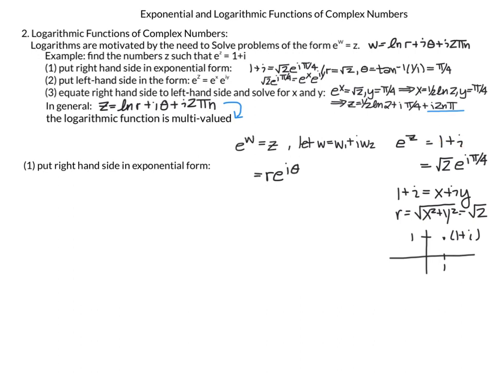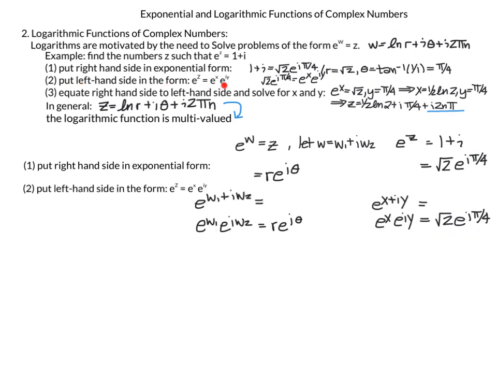So for 1 plus i in the complex plane, I'm going to go over 1 for x and 1 for y. Remember, this is my axis for the imaginary part. So I have this point here, this vector, which means my angle between the positive x-axis and my vector is going to be pi over 4. So I have 1 plus i in exponential form is going to be the square root of 2 e to the i pi over 4.